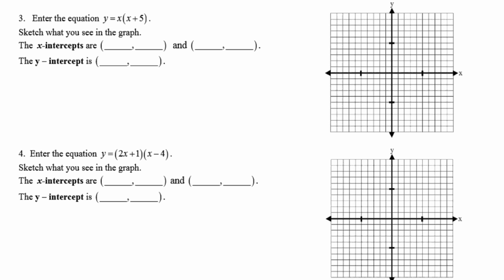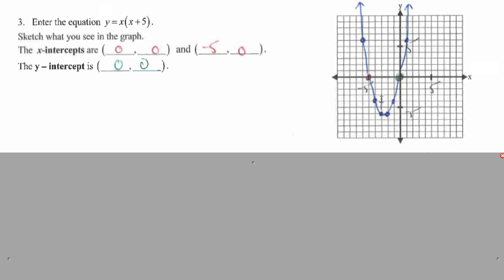Then we looked at the equation y equals x times x plus 5, or perhaps you wrote this as parentheses x plus 0 times x plus 5, and what resulted in your graph? Well, here in our graph, we can see we've got x-intercepts at (-5, 0) and (0, 0). We also have our y-intercept at (0, 0), and this function is still concave up.